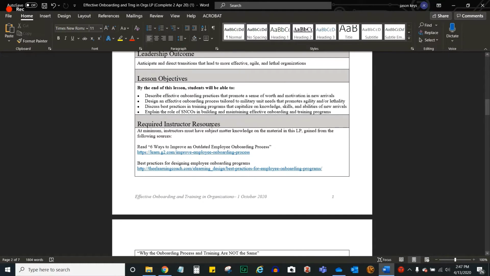Because by the end, students are going to be able to do these 4 things. Describe effective onboarding practices that promote a sense of self-worth and motivation in new arrivals. Design an effective onboarding process tailored to military unit needs that promotes agility and or lethality. They're going to discuss best practices in training programs that capitalize on the KSAs of new arrivals, or knowledge, skills, and abilities. And finally, they're going to explain the role of senior NCOs in building and maintaining effective onboarding and training programs.